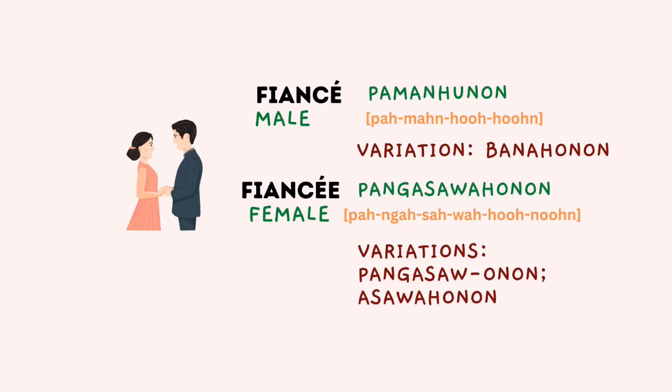The next one is fiancé, female. Pangasawahonon. So, there are two variations. Pangasawunon, or asawahonon. Asawa means your wife, but it is also acceptable to refer to the husband. So asawa refers to the wife, but now it is acceptable to refer to the husband. So asawahonon is the bride, the woman you're about to marry. Okay? So, fiancé, female, pangasawahonon.